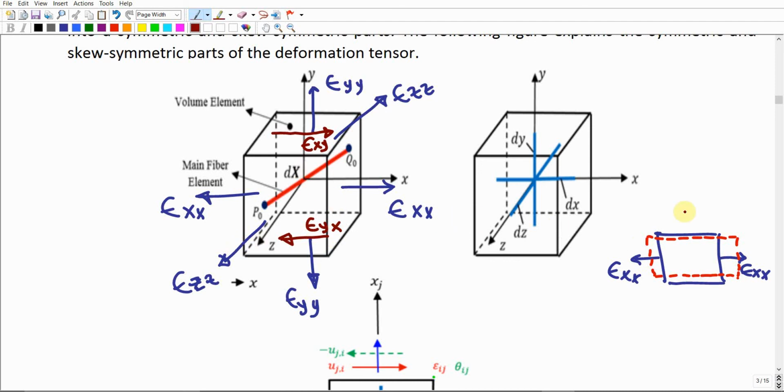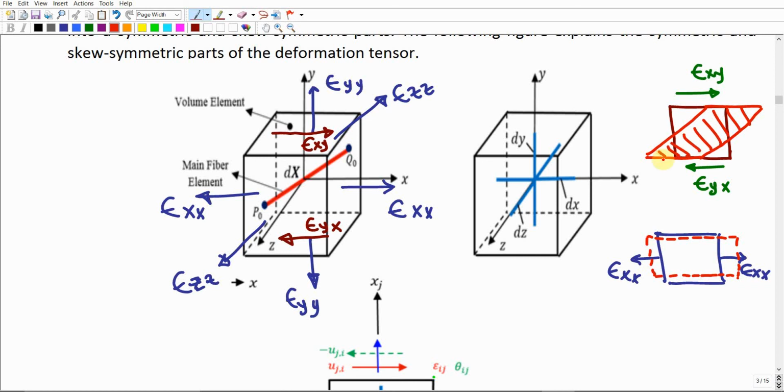Let us consider a square here again. Using epsilon xy, we are pushing in this direction, and we are pushing in the opposite direction with epsilon yx, or even epsilon xy, the same. So what's going to happen to this square? This square will be deformed, like you're pushing this surface rigidly in this direction and pushing the other surface in the opposite direction. So there is no change in the dimensions except changes in the shape. So we're going to have a change in the shape of this object.